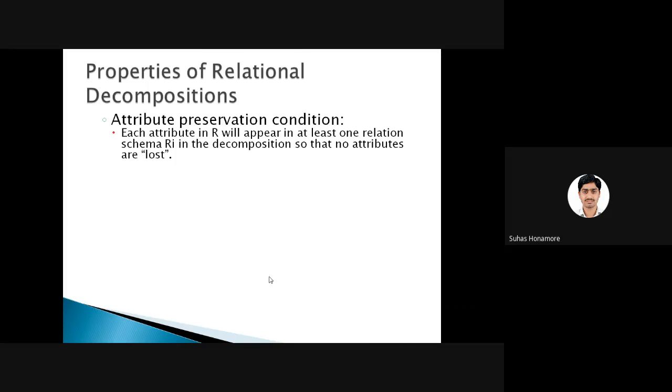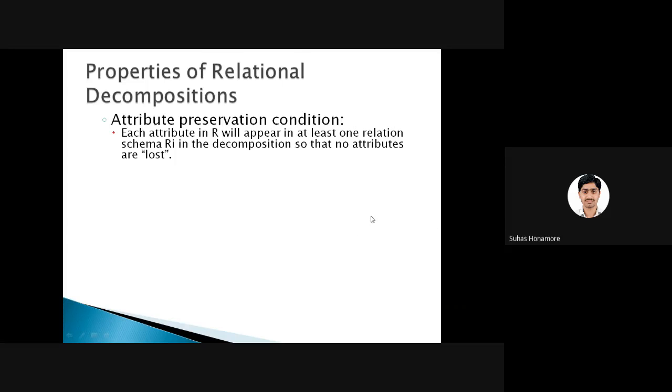So the first one is attribute preservation. Suppose we have one relation R in which some 10 attributes are there. Whenever you are doing a decomposition, you have to make sure that those attributes are there in one of the tables. It should not happen that an attribute in my relation R is lost after decomposition. All attributes should be there in at least one of the tables.